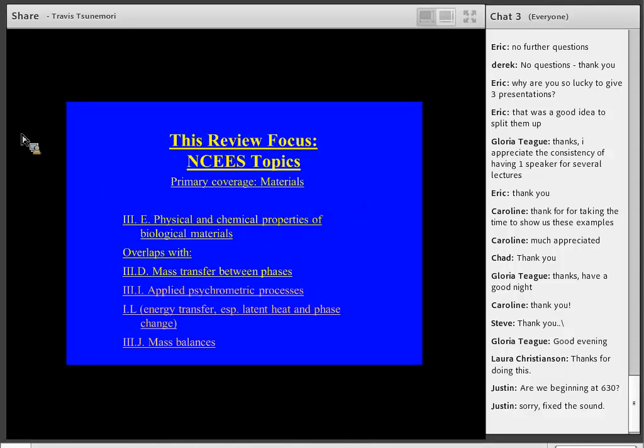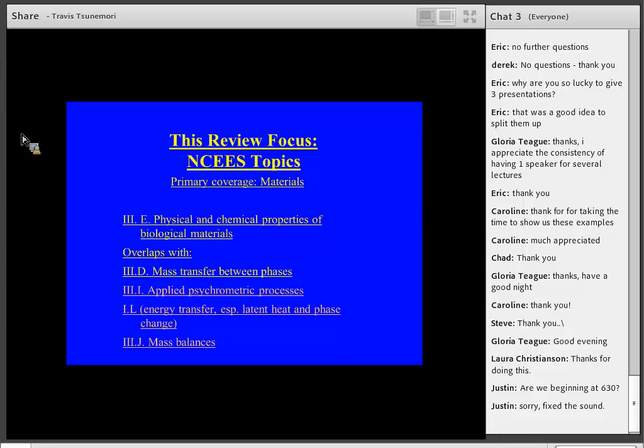Again, here are the particular focus areas that we're going to work on tonight. This is materials. Ag and biomaterials. We're going to talk about 3E, which is physical and chemical properties of biological materials. We're going to have a bit of overlap with 3D, mass transfer between phases. So a lot of times when things change from a liquid to a solid or a liquid to a gas or vice versa.